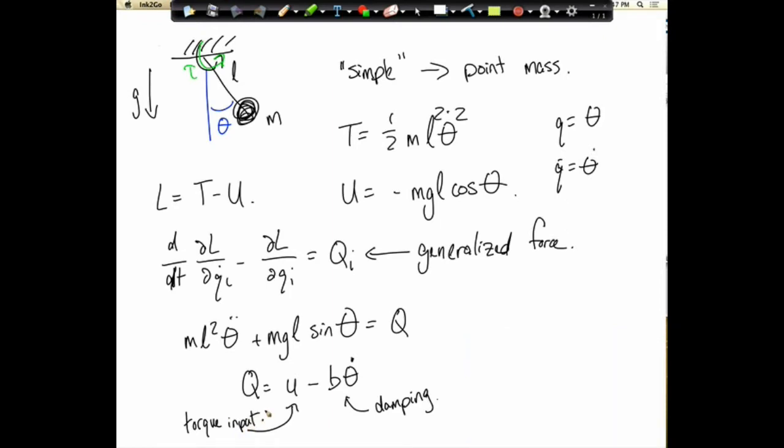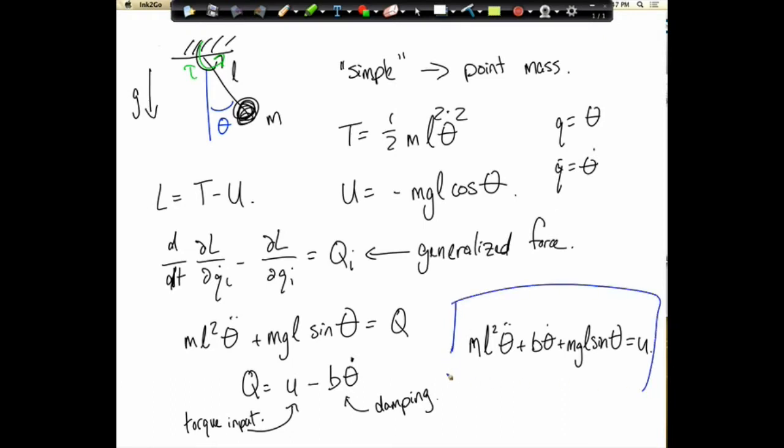Okay, so in total, we'd like the equations of motion we're going to think about today to be this canonical ml squared theta double dot plus b theta dot plus mgl sine theta equals u. This is our canonical pendulum differential equation.